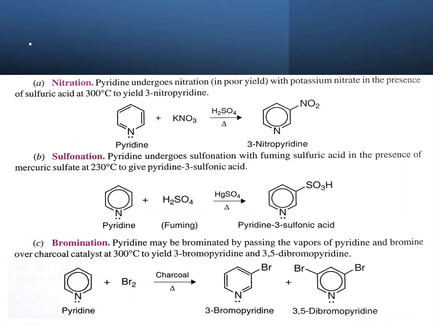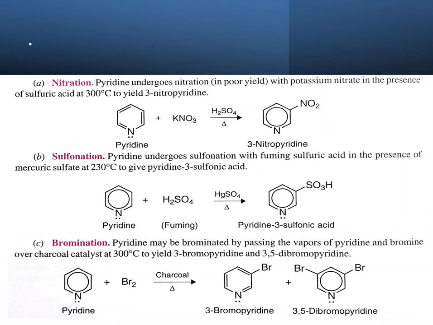So in presence of potassium nitrate and H2SO4 at a high temperature, the yield is very poor. At high temperature, you get a 3-nitropyridine. Similarly, fuming nitric acid and fuming H2SO4 in presence of mercuric sulfate at high temperature. Mercuric sulfate is used, and you get a pyridinium 3-chloride.